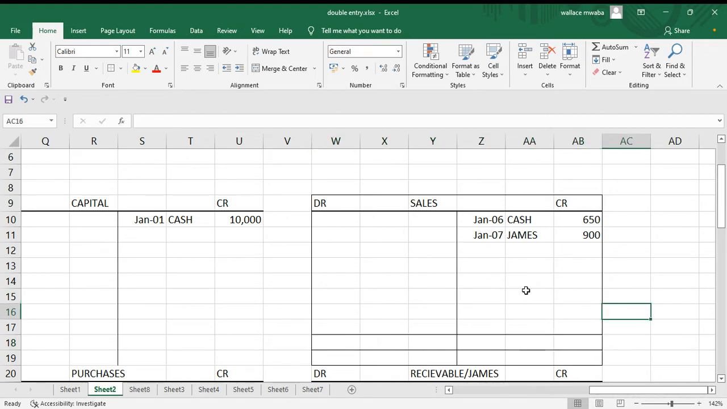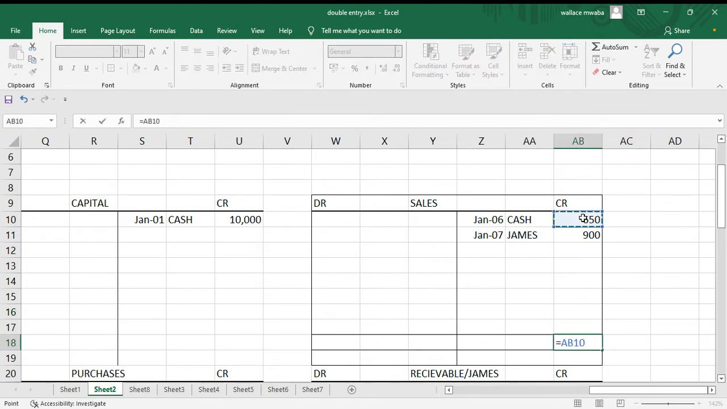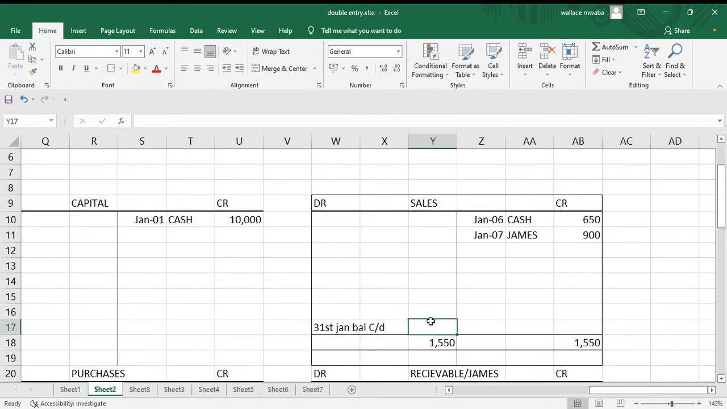Clearly here we can see the higher side is the credit side, so we say 650 plus 900. We get 1,550. Put it on both sides. Remember, the balance carried down is at the end of the month, the 31st January. So I'm going to say the balance carried down is 1,550.